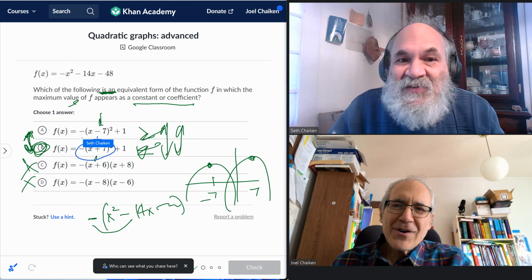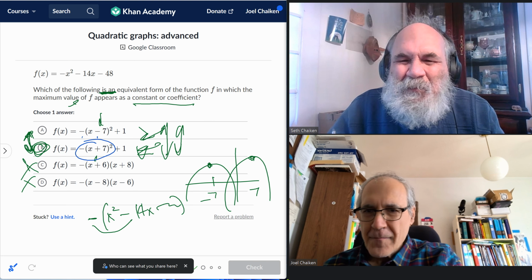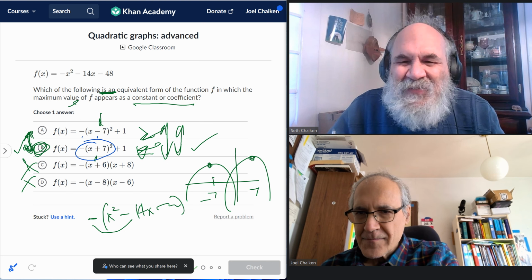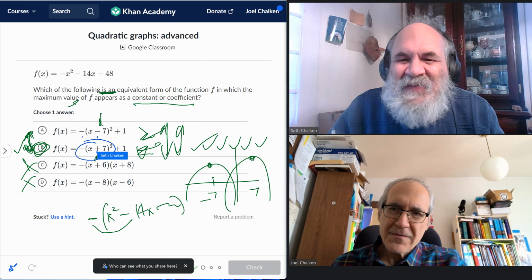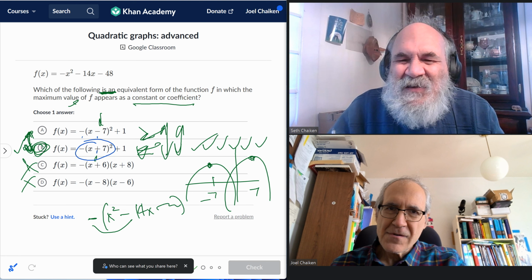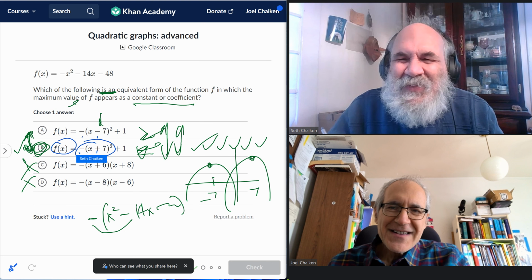And then there's a minus of it. So the middle coefficient in this is positive. Here, the middle coefficient is positive, and then there's a minus in front of it. So we get a negative. So that narrows it down to this one. I know. I said that.